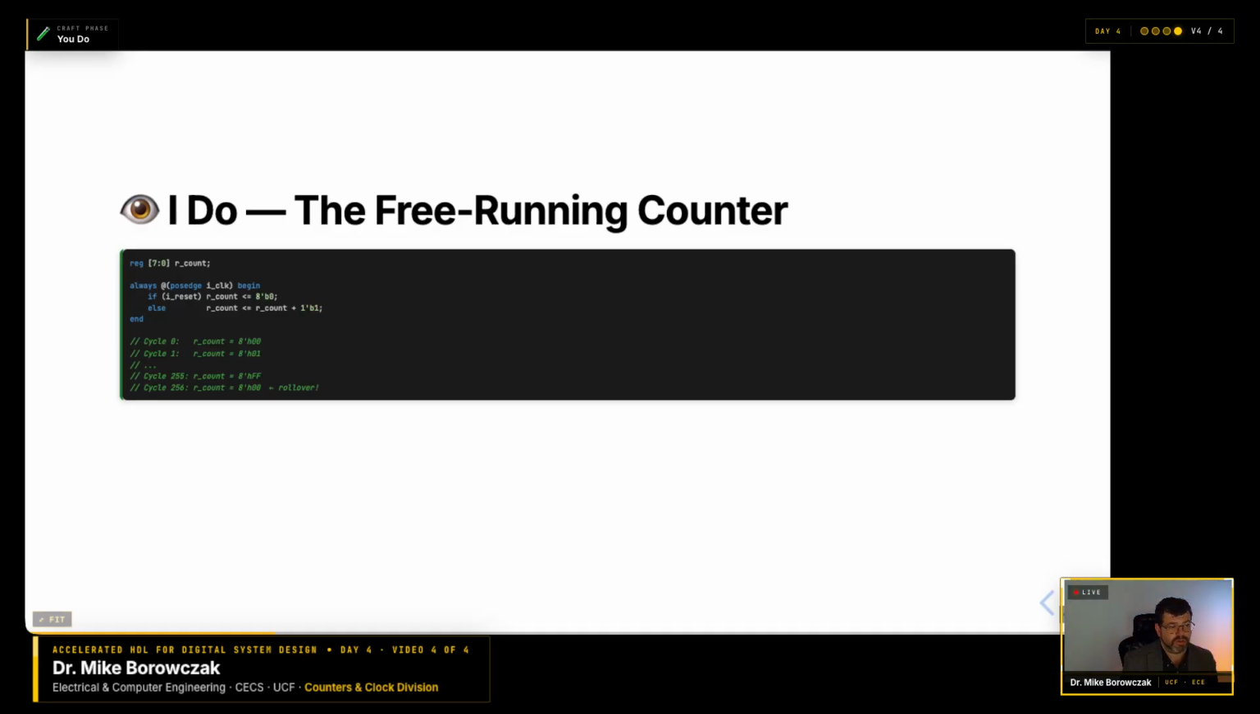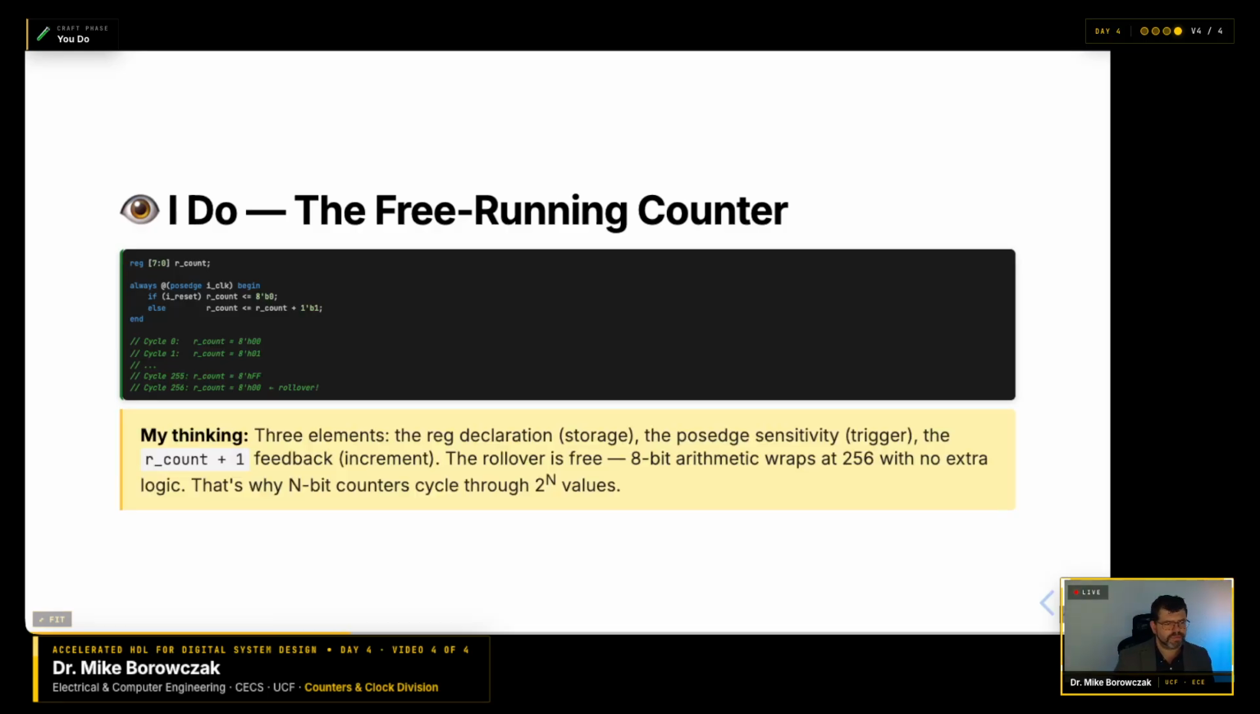In cycle 255, it'll be all 1s, or in hex FF. And then at the very end, one more added to that, it's going to roll over to be 0, 0. So the three big elements in here that I think about are: one, you need a register to declare where you're going to store. Where's this counter going to live? And so for us, that is our count here.